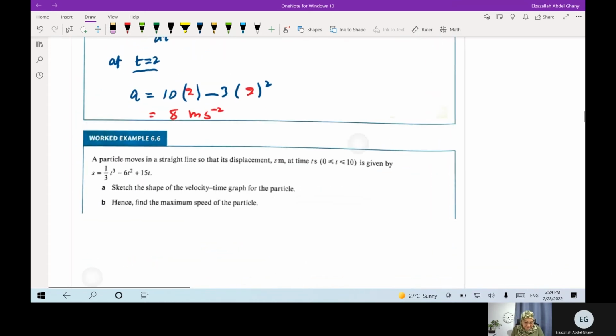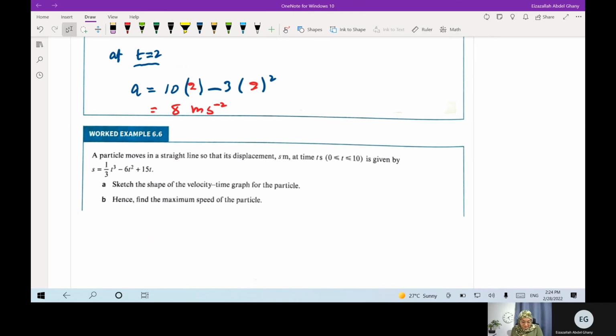Let's read. A particle moves in a straight line so that its displacement s at time t, for t less than or equal to 10 seconds and more than or equal to 0, so 0 and 10 are inclusive, is given by this formula as a cubic function. Sketch the shape of the velocity time graph for the particle, hence the maximum speed of the particle. So this is displacement, and he wants to sketch the velocity time graph.